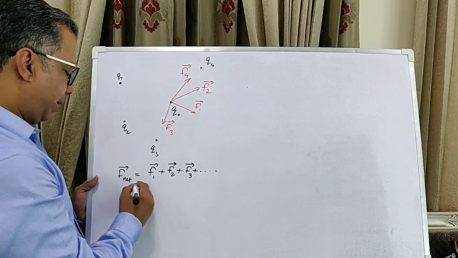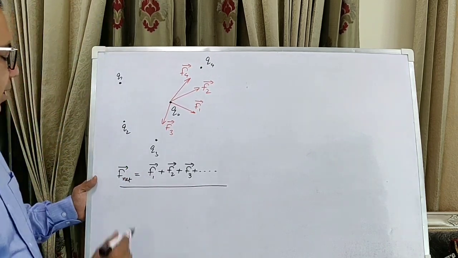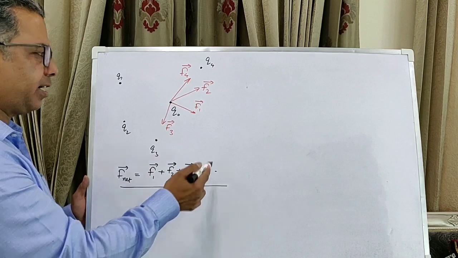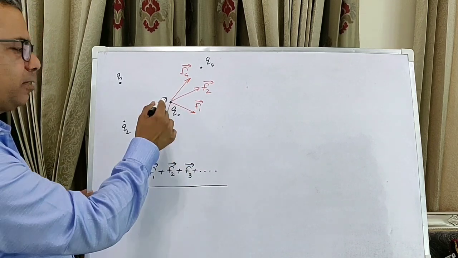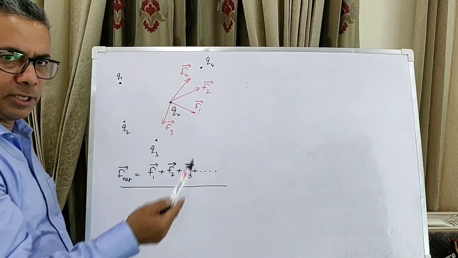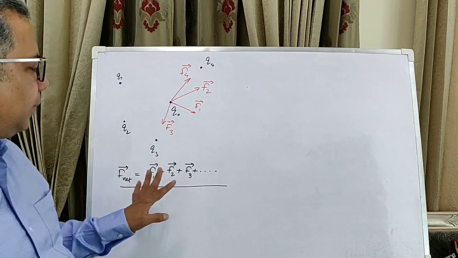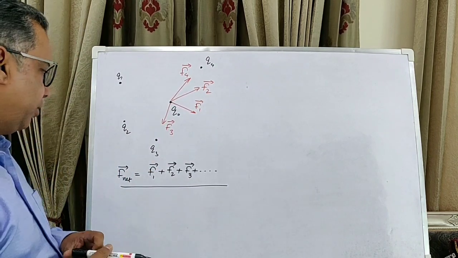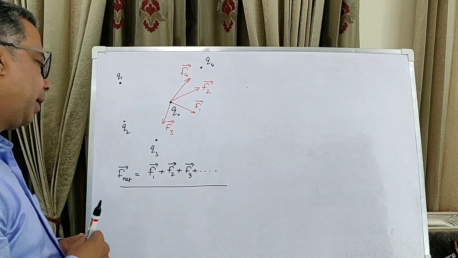And therefore, the net force on Q0 is the vector sum of the forces exerted on Q0 by all the individual charges. This then is our superposition principle.